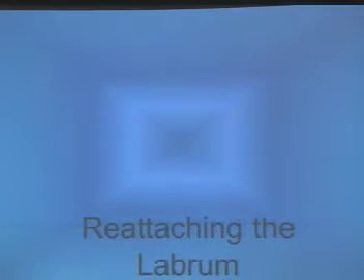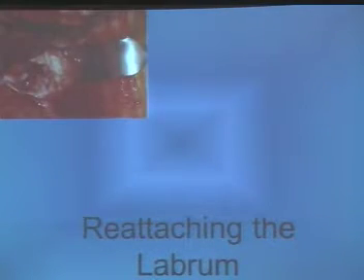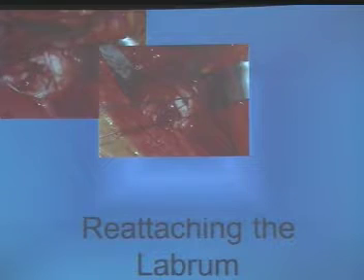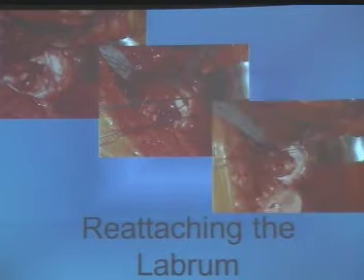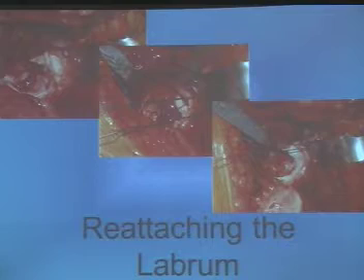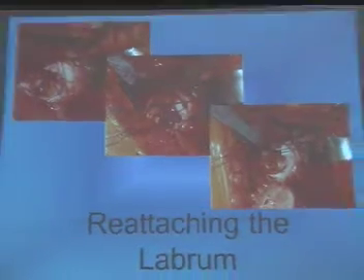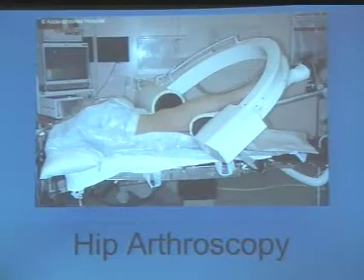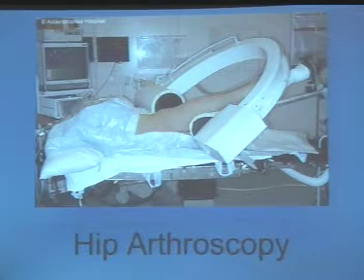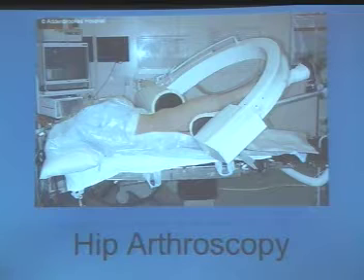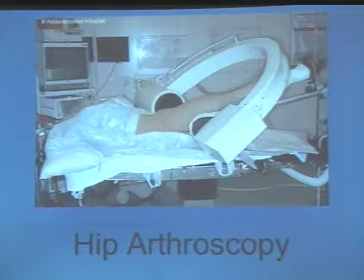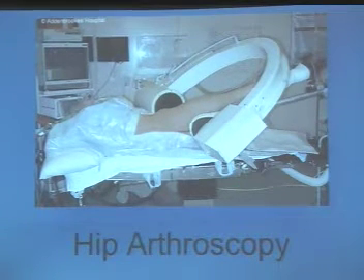Now following this, we should also examine the labrum, which could be detached, and this labrum should be reattached so as to create a normal anatomy before reducing the head into the acetabulum. The other method of treating these lesions is through hip arthroscopy. Now, it can be done in supine position or in a lateral position.